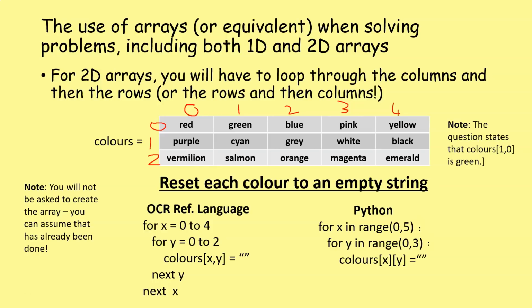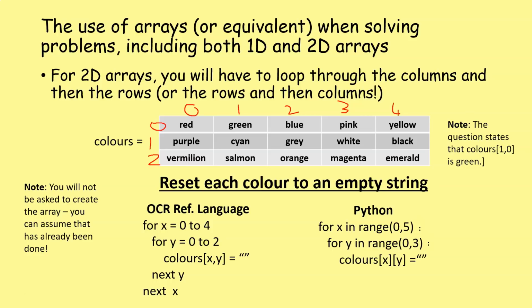In the OCR reference language, we're going to have nested for loops like this. Go through all the columns: for x equals 0 to 4. Go through all the rows: for y equals 0 to 2. Again, from that diagram where I've written down the values, you can see we've got 5 columns, so 0, 1, 2, 3, 4. We've got 3 rows, 0, 1, 2. Make sure they're indented properly.